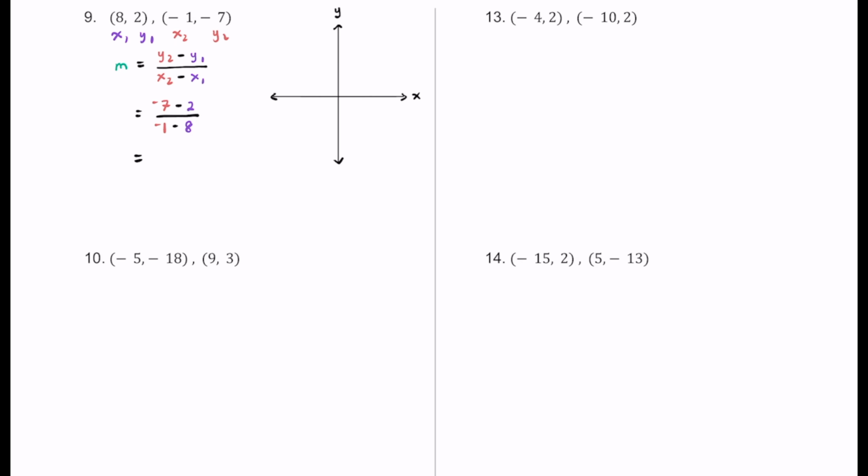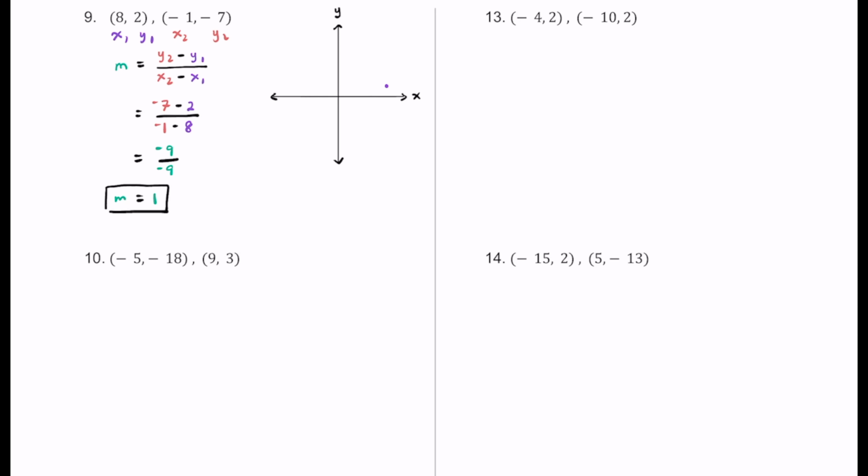In the numerator, negative 7 take away 2 is really negative 7 plus negative 2, which is negative 9. And in the denominator, negative 1 take away 8 is same thing as negative 1 plus negative 8, which is also negative 9. So it's a 1-to-1 ratio, so this is just going to be positive 1. So we know the slope of the linear equation going through these 2 points is just going to be positive 1. Visually, 8 comma 2 would be somewhere in quadrant 1, maybe like something like here.